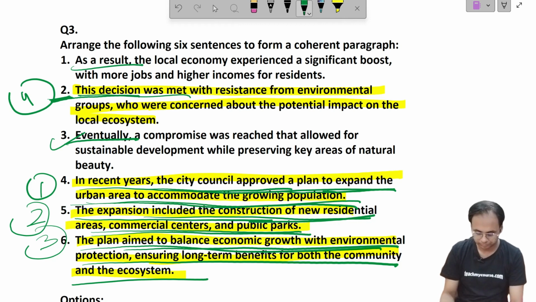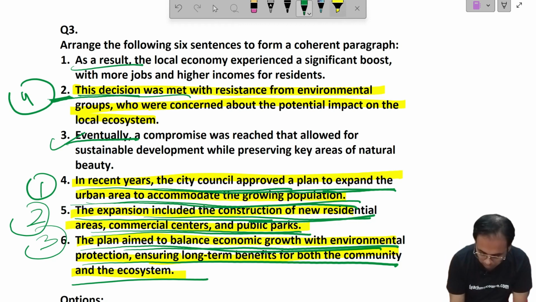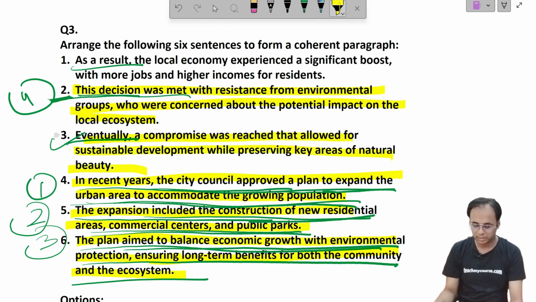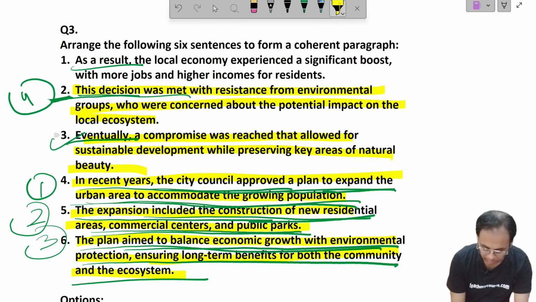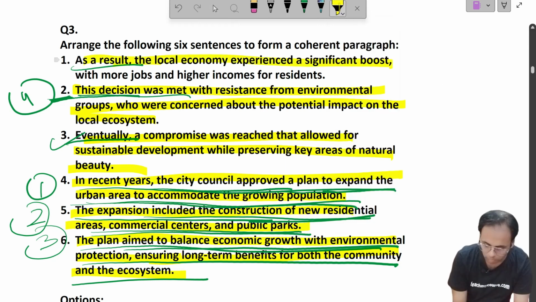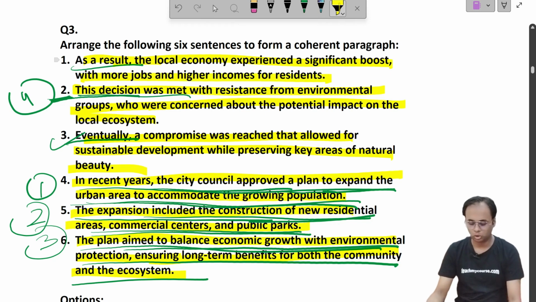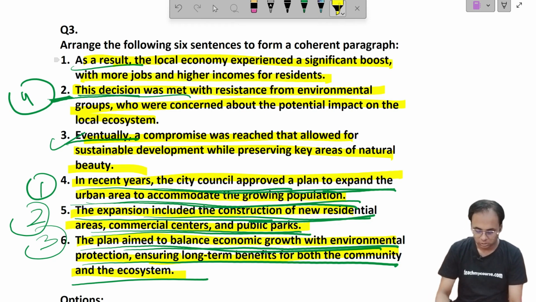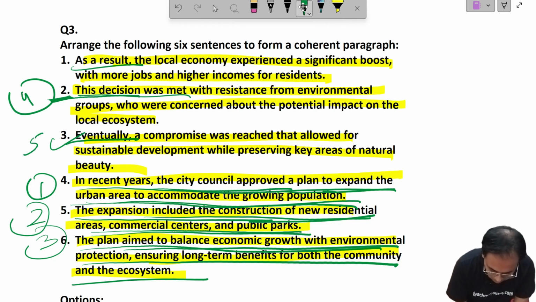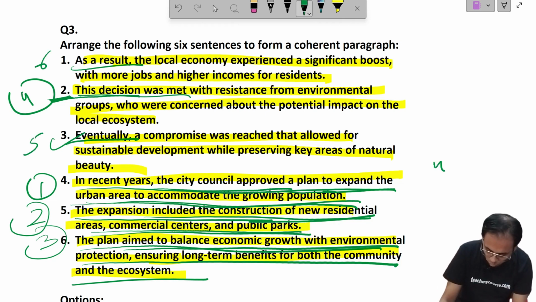Eventually, because of this resistance, a compromise was reached that allowed for sustainable development while preserving key areas of natural beauty. We have to preserve the natural beauty along with this growing urbanization. As a result, the final sentence is: as a result, the local economy experienced a significant boom with more jobs and higher income for residents. So, in my opinion, it should be like this. So, it should be 4.